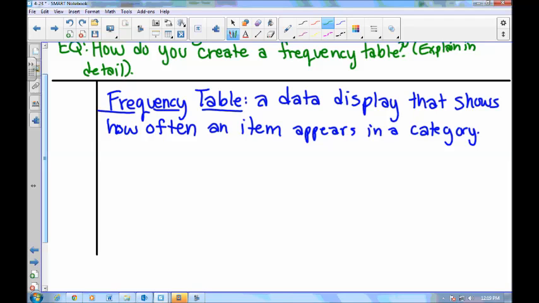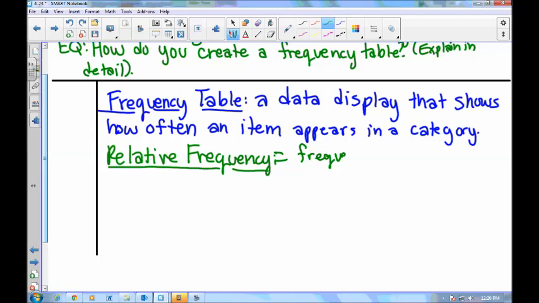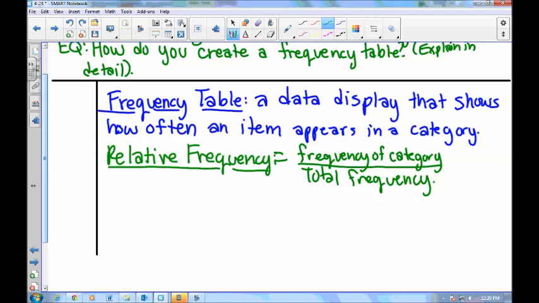Okay, next. There's 3 vocabulary phrases. Relative frequency. We'll be working with today. Relative frequency is the ratio. A ratio is oftentimes written as a fraction, okay? So it's a ratio of the frequency of the category to the total number of the frequency. Frequency of category divided by the total frequency.